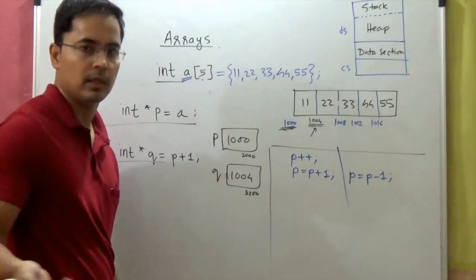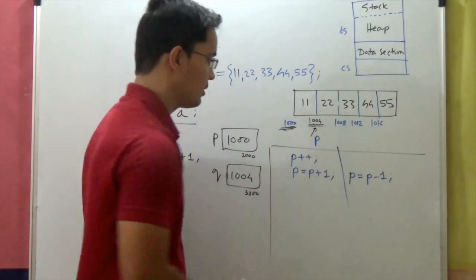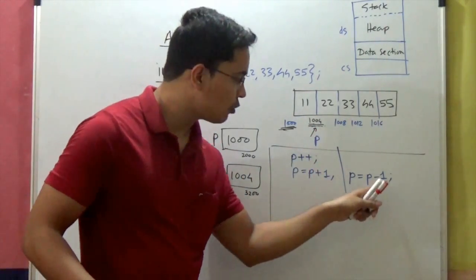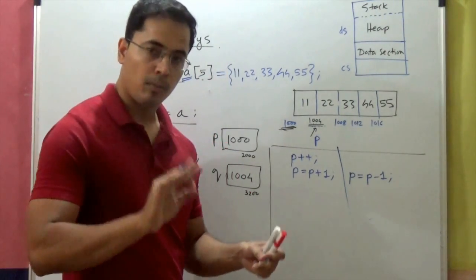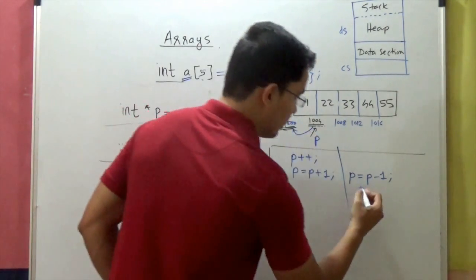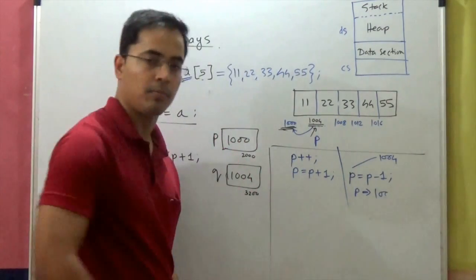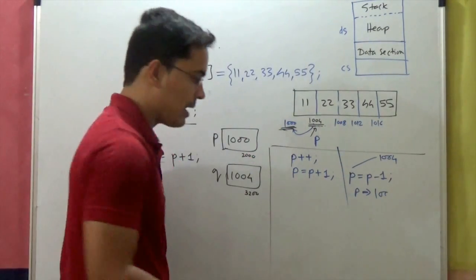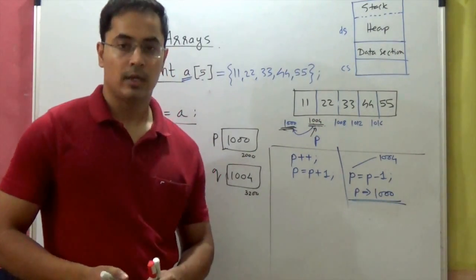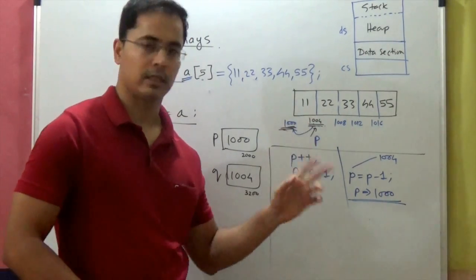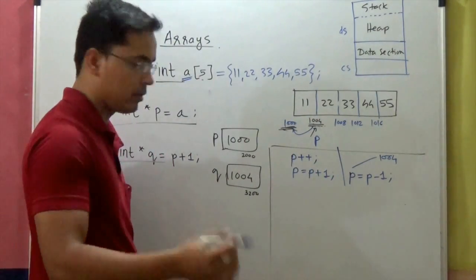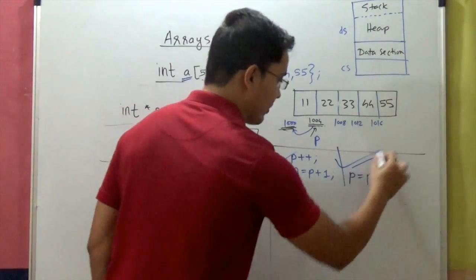p equal to p minus 1. If p is a pointer to an integer and is storing the address 1004, and you say p equal to p minus 1, it will try to point to the previous possible integer. So it will reduce the address by 4. If p was 1004, then p equal to p minus 1 will make the address stored by p 1000. So the point is, in pointer arithmetic, you can increment pointers and you can decrement pointers.